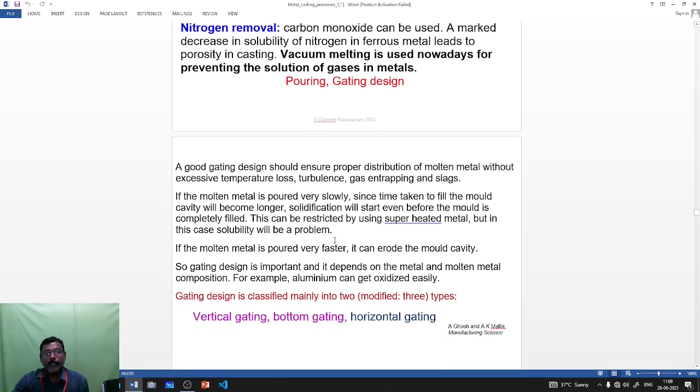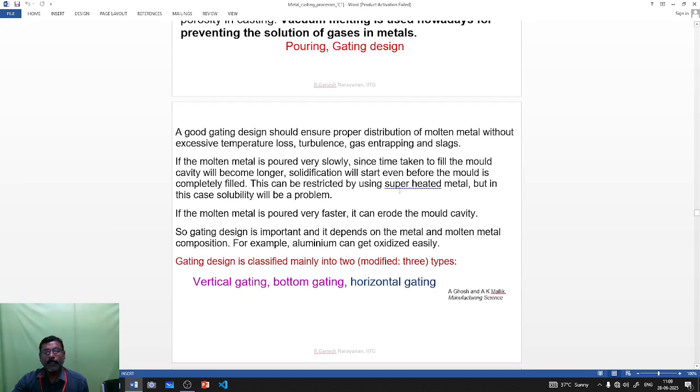A good gating design should ensure proper distribution of the molten metal without excessive temperature loss, turbulence or gas entrainment. If the molten metal is poured very slowly, the time taken to fill the mold cavity becomes longer, and solidification can start even before the mold is completely filled. This is restricted by using heated metals, but in this case other solidification problems are created.